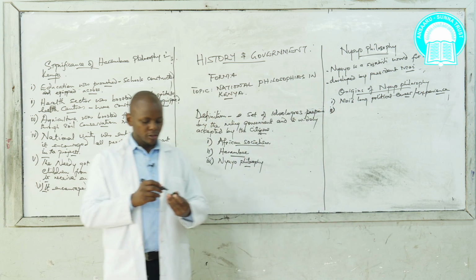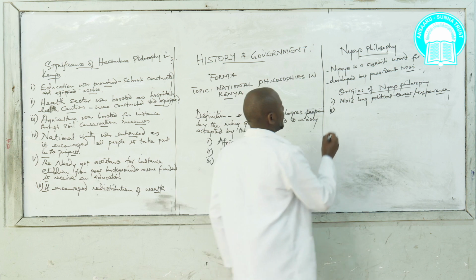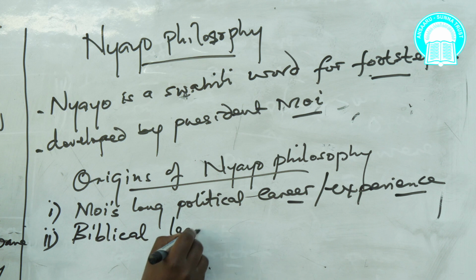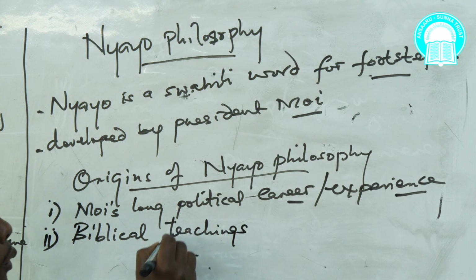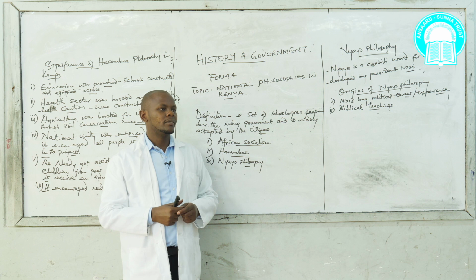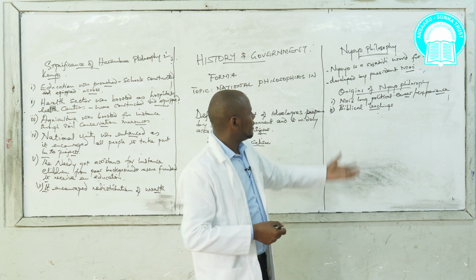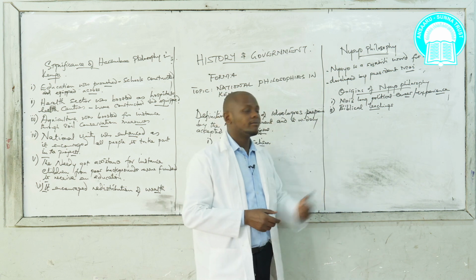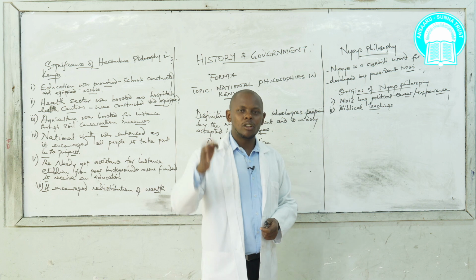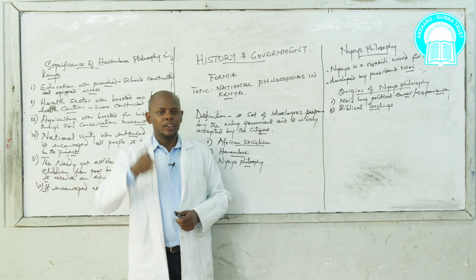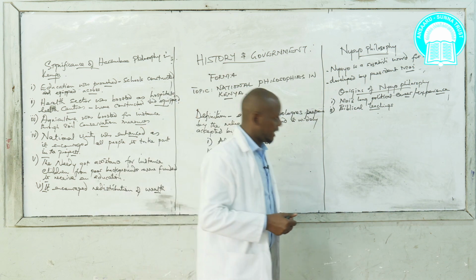The next origin of Nyayo philosophy was biblical teachings. Teachings from the Bible, which teach concepts of love, brotherhood, and unity. So Moi, being a religious person, borrowed from religion, from the Bible, the concept of love, where he said, love begets unity. Unity begets prosperity in the nation.